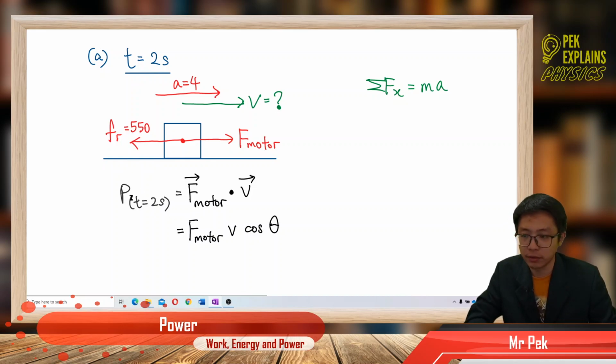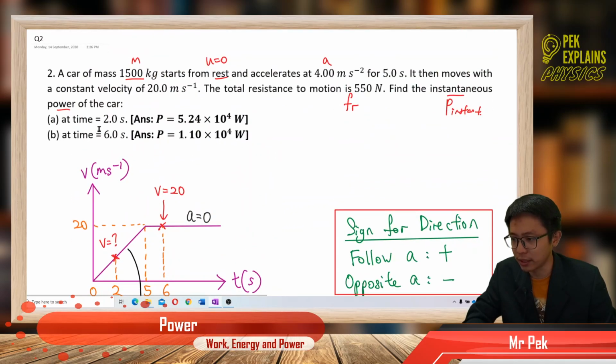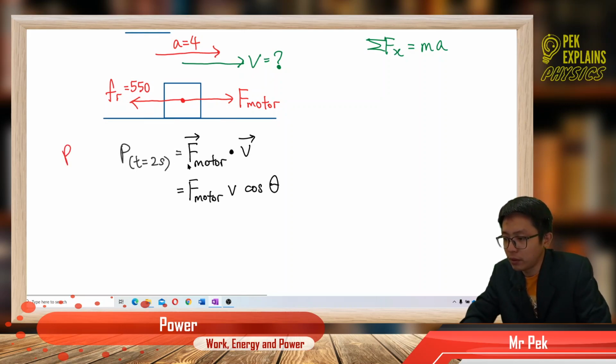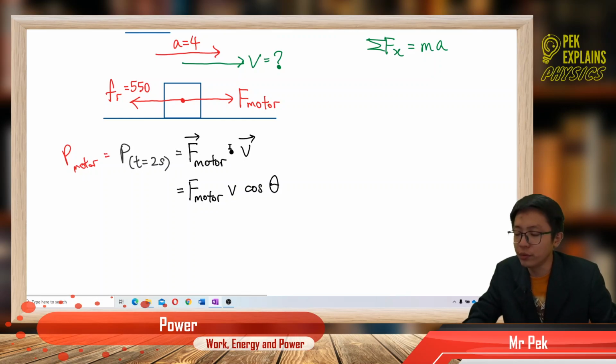So to find instantaneous power, the formula is power equals F dot V. The dot product uses cos theta. But since you want to ask about the power of the car, it's the power of the motor. This is the power of the motor. So to find the power of the motor, we use the force of the motor dot velocity.